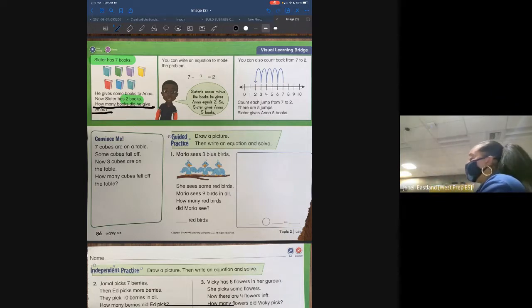What I want you to do is listen to this word problem, and then I want you to figure out how many he gave to Anna, okay? Slater has 7 books. He gives some books to Anna, and now Slater has 2 books. How many books did he give to Anna? Solve it.